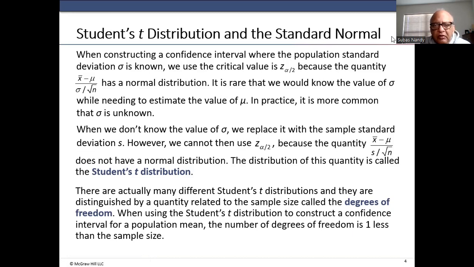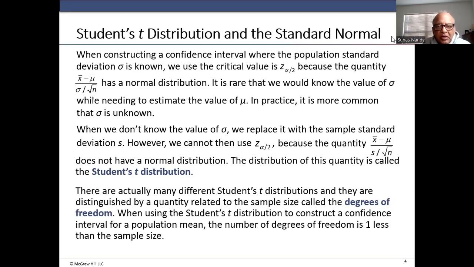It is rare that we would know the value of sigma while needing to estimate mu. In fact, it is more common that sigma is unknown. When we don't know the value of sigma, we replace it with the standard deviation S. However, we cannot use Z alpha by 2 because the quantity X bar minus mu, again, the difference of the sample mean from the hypothesized population mean divided by now the standard deviation of the sampling distribution of X bar, is written as S over square root of N, and S is the sample standard deviation. And this quantity does not have a normal distribution. The distribution of this quantity is called the student's t distribution.